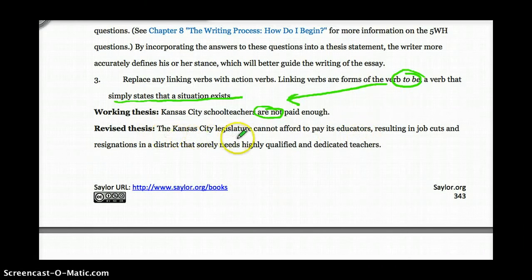So here: Kansas City legislature cannot afford to pay its educators, resulting in job cuts and resignations in districts that sorely need highly qualified and dedicated teachers. And so as you can see here, we're going to move into far more specificity: afford to pay, resulting in job cuts and resignations in districts that sorely need highly qualified and dedicated teachers. And so obviously we can see here that those verbs are changed and we get a much more active piece.